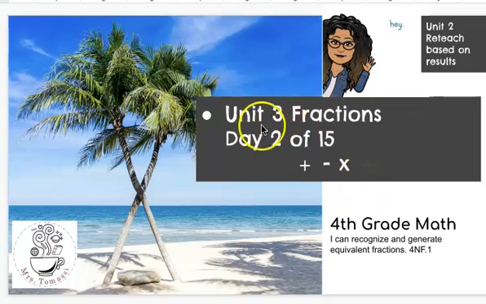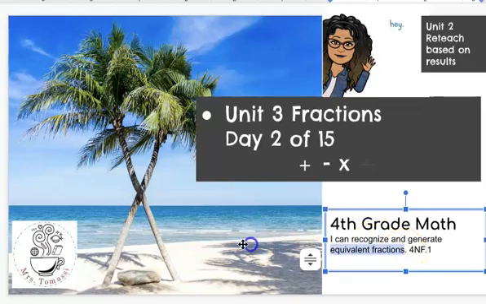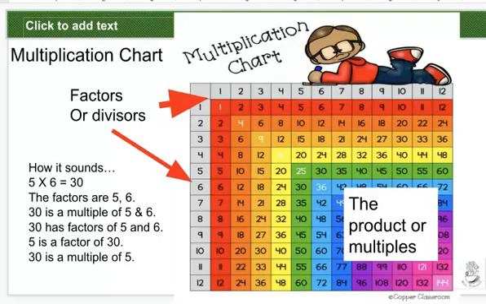Hello everyone, we're on Unit 3 Fractions. We're on day 2 of 15. We're looking at recognizing and generating equivalent fractions, which has the root word equa, which means equal.